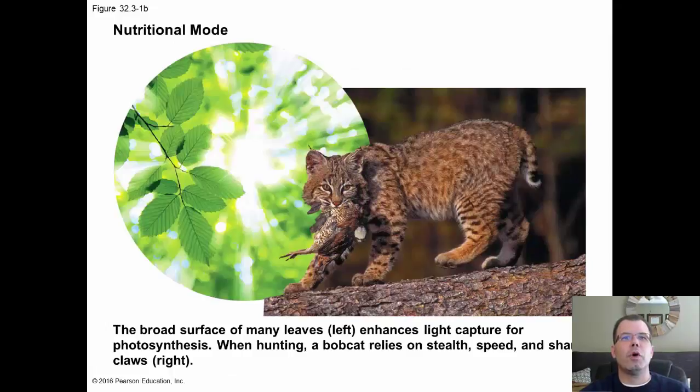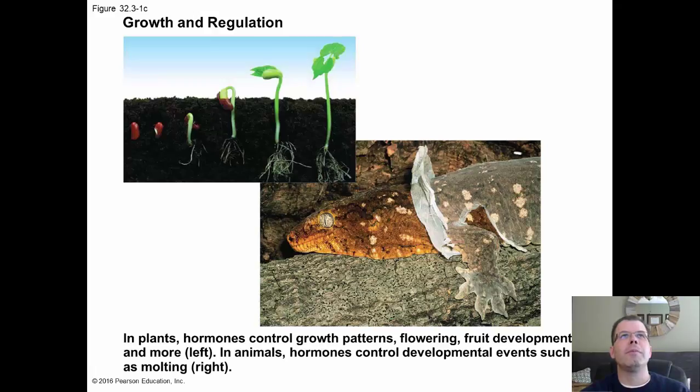Another one is nutritional mode. The broad surface of many leaves allows for photosynthesis, whereas animals hunt prey, and they have stealth, speed, and sharp claws and teeth to help eat. And so again, consumers versus producers in those situations. Growth and regulation are important in both. Hormones control growth patterns, flowering, and fruit development in plants, whereas in animals hormones control developmental events such as molting. You can see this lizard shedding its skin and growing, expanding out, and hormones control that.